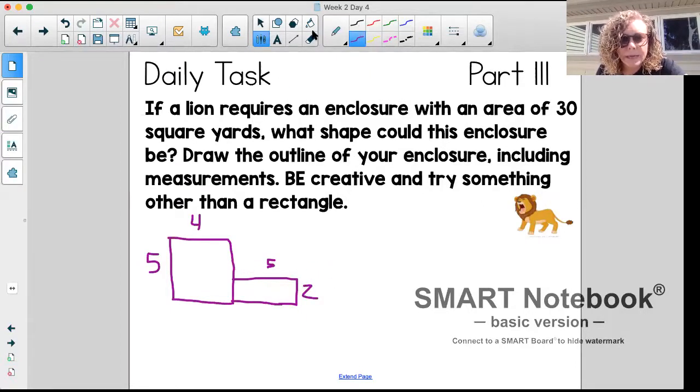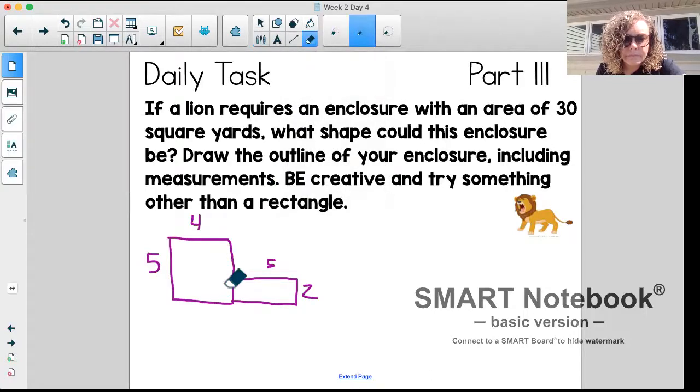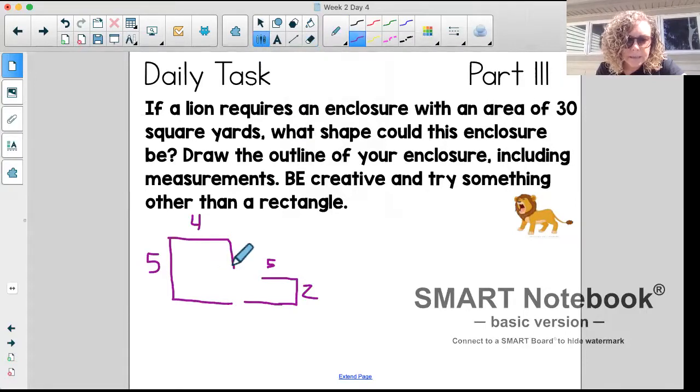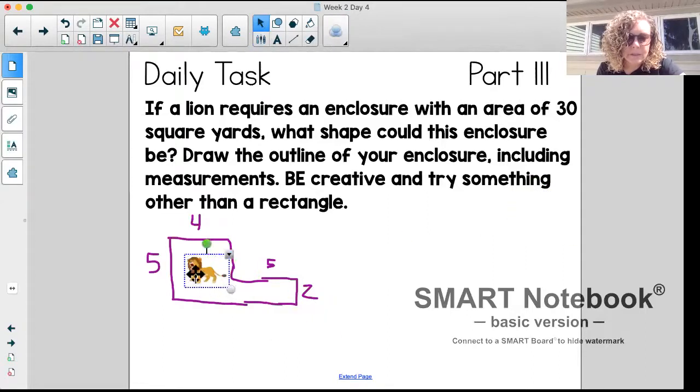And then I'm going to take my eraser. Oops. I'm going to erase that part and then reconnect it like this so that it's open for the lion. And then I'm going to put my lion inside of this little enclosure. That whole area there has 30 square yards. So the lion is able to move around in there. It has lots of space and it's not just a regular rectangle.